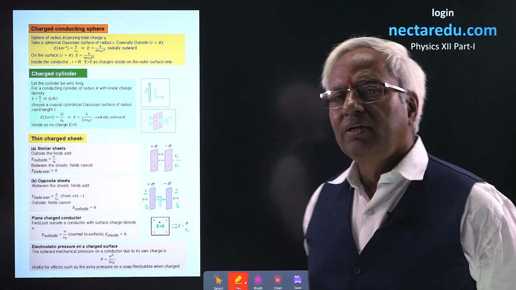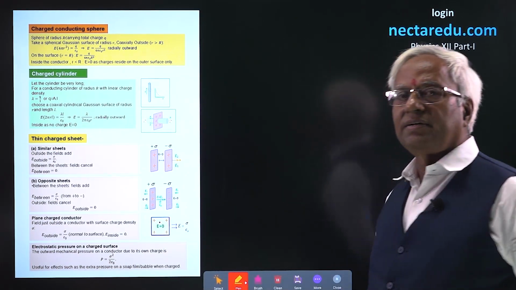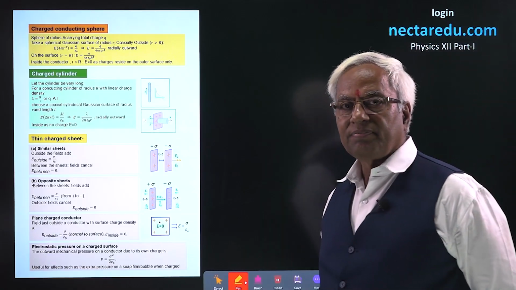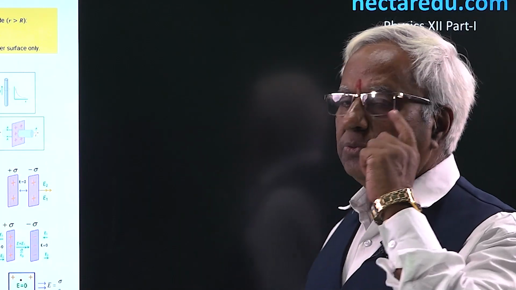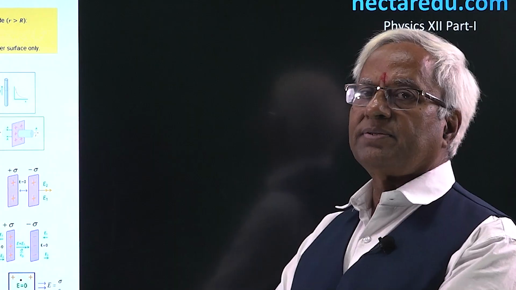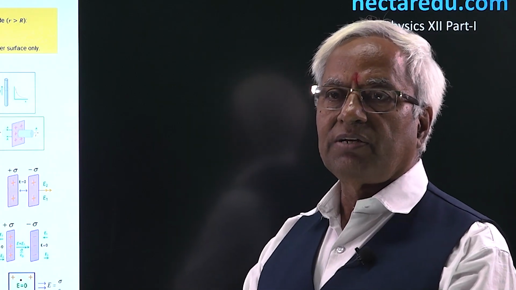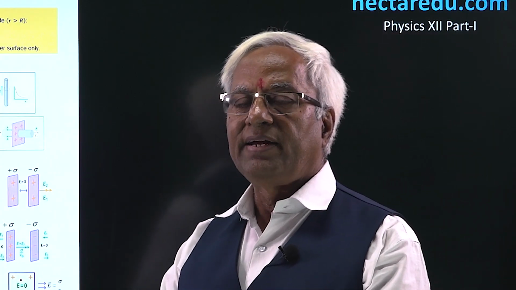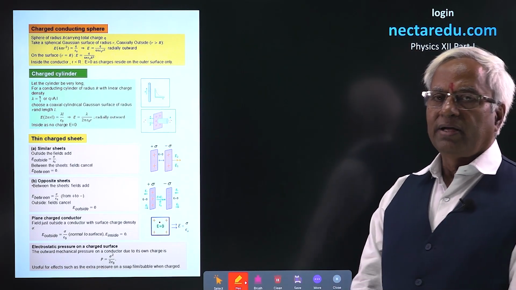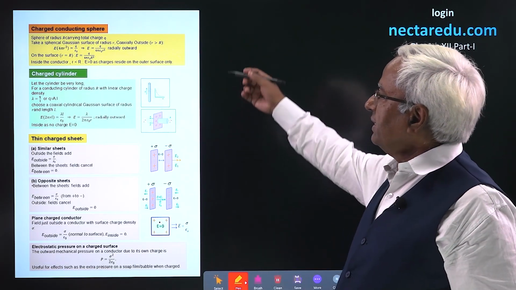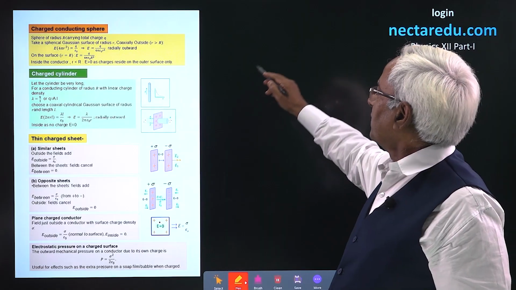We'll apply the Gaussian theorem that we know already. It's applied to different cases, especially for cylindrical shape, for thin sheet, for plane conductor, one by one. Let's consider the charged conducting sphere.